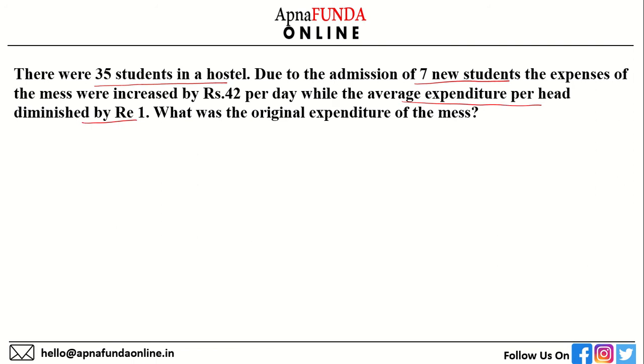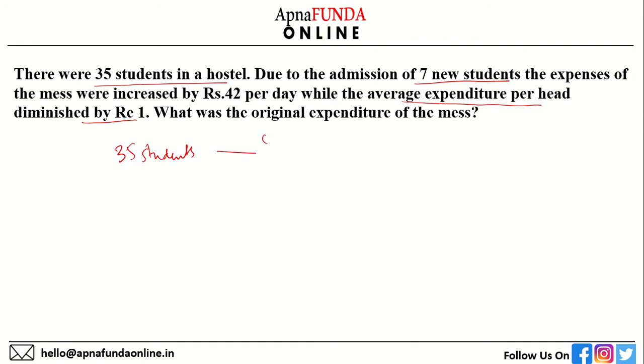When you read this, you might find it very complicated, that there are so many terms in this. However, this is as simple as the questions on ages and cricket runs that we solved. Let's solve it step by step. So what we know is that there are 35 students in the hostel.